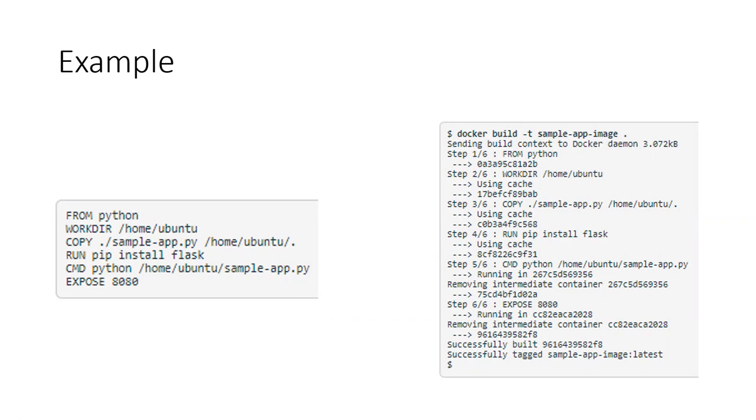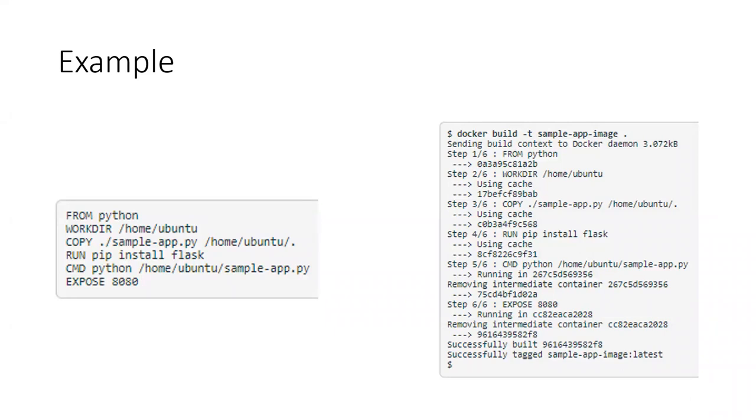The FROM command installs Python in the Docker image. It invokes a Debian Linux-based default image from Docker Hub with the latest version of Python installed. The WORKDIR command tells Docker to use /home/ubuntu as the working directory. The COPY command tells Docker to copy the sample app.py file from the Dockerfile's current directory into /home/ubuntu.